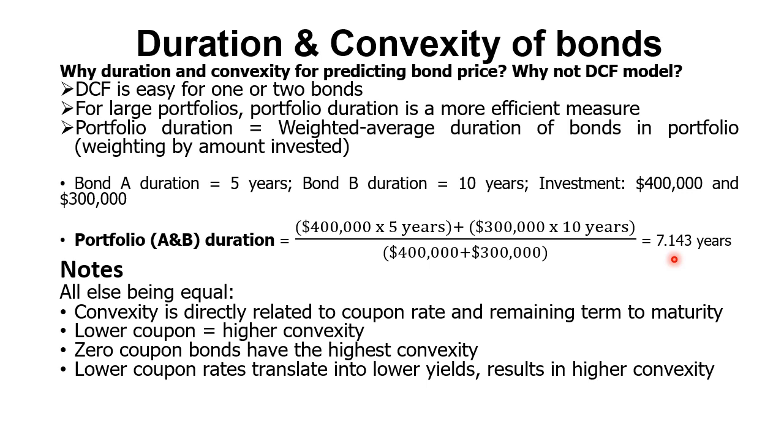Convexity is directly related to the coupon rate and the bond's remaining term to maturity. The lower the coupon, the higher the convexity. Zero coupon bonds have the highest convexity. Lower coupon rates translate into lower yields, which in turn result in higher degrees of convexity. Of course, this holds when all else is held constant.